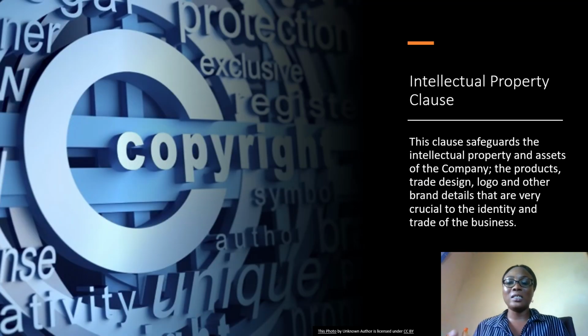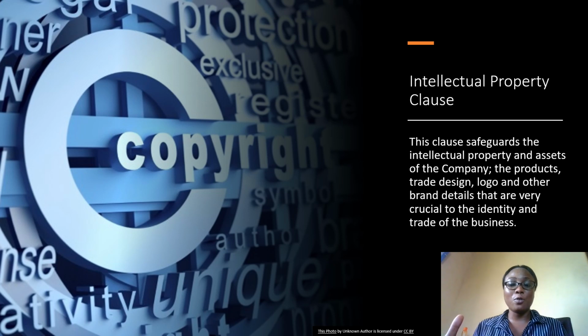The fourth one now is the intellectual property clause. As you all know, intellectual property is very vital to a contract, because intellectual property will safeguard your rights, it will safeguard your business all round, right? Trademark, logo, copyright is very important in your business. So the intellectual property clause safeguards the intellectual property and assets of the company, the products of the company, the trade design, the logo, the slogan, and other brand details that are very crucial to the identity and the trade of your business.